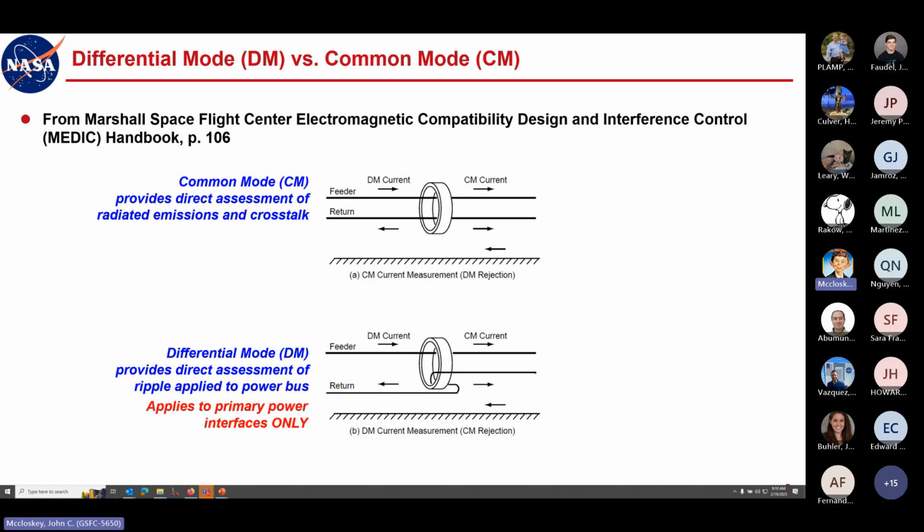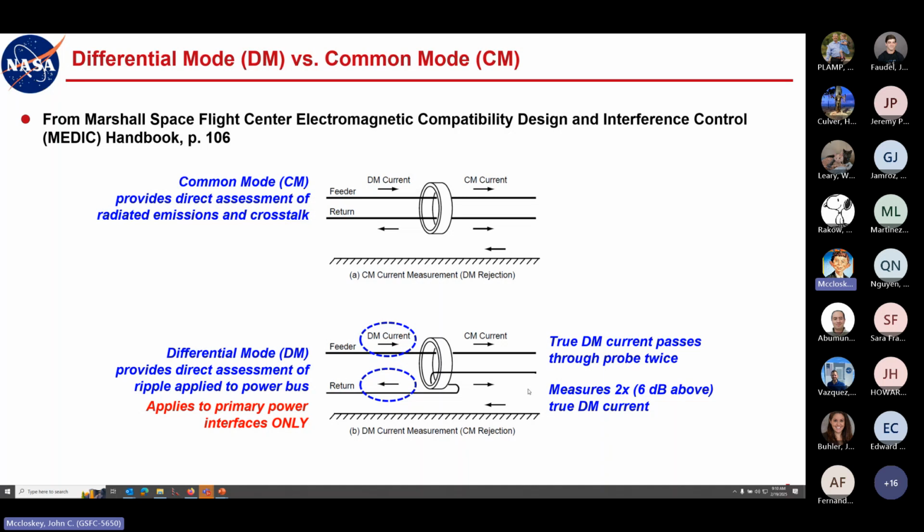Now, this differential mode measurement applies to primary power interfaces only, whereas the common mode measurement we do on all signal cables as well as power cables. And a thing to note here, the true differential mode current passes through the current probe twice. So the level that the current probe is telling you is actually 2 times higher, or 6 dB above, the true differential mode current. So you have to take that into account when you're making your measurements and comparing them to a limit line. We'll get to that in a little bit when we talk about defining meaningful limits.